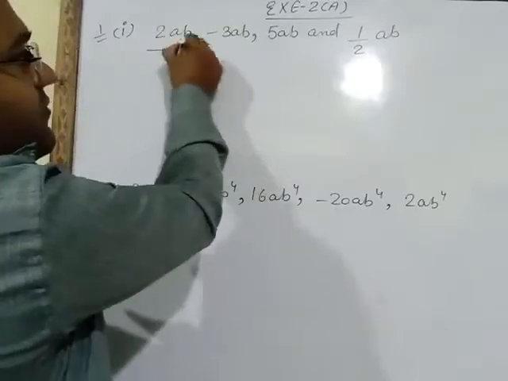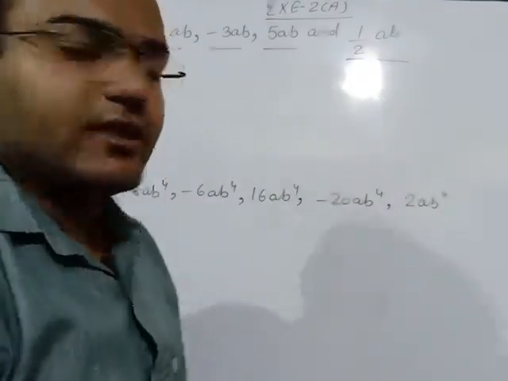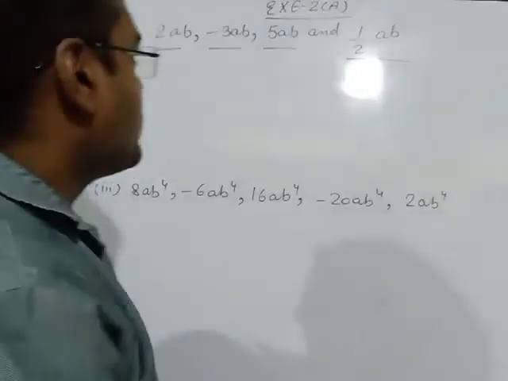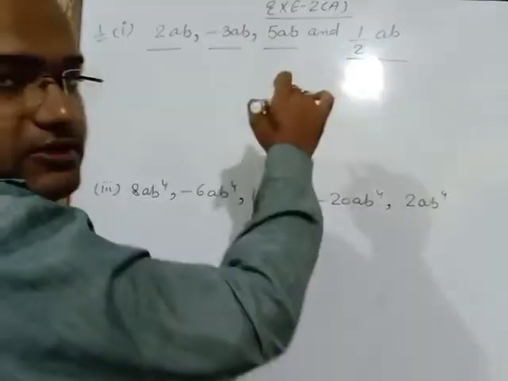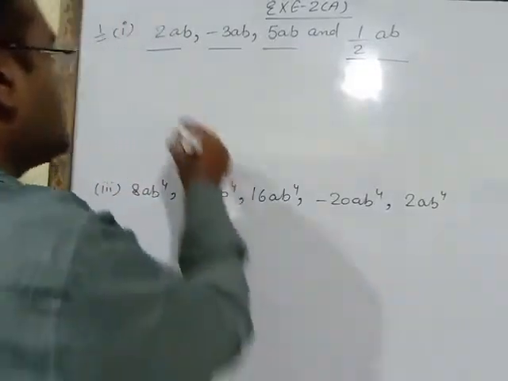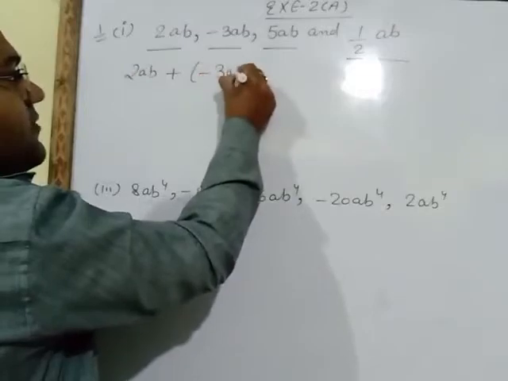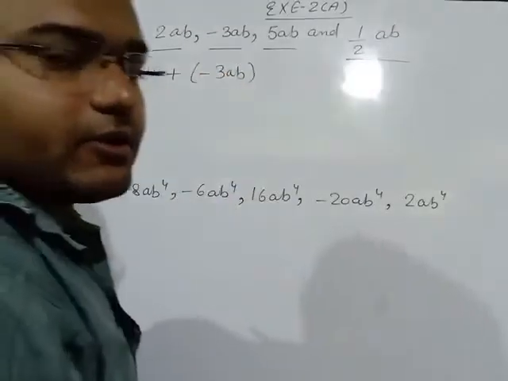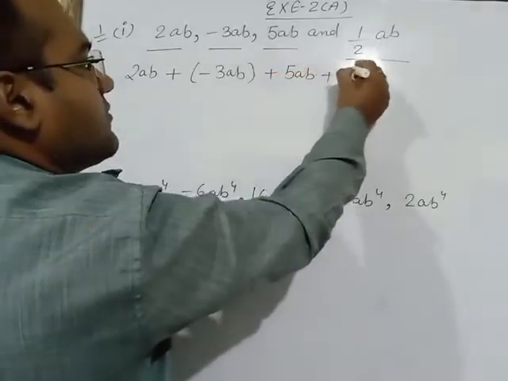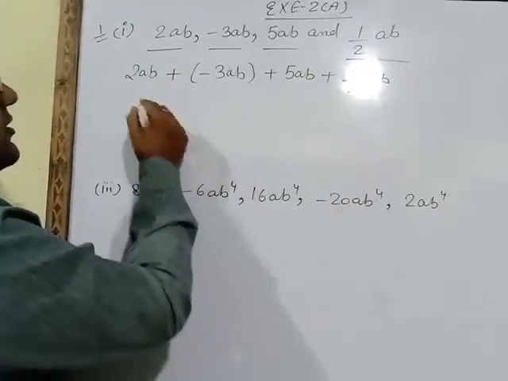Here you will observe that four terms are given and all these four terms are like terms. Why are these like terms? Because all these alphabets are the same. So in order to add these terms, first of all, in place of the comma we have to take a plus sign. So 2ab plus (minus 3ab) we have to take in a bracket because two signs are coming together, plus 5ab plus 1 upon 2ab. Now the next step is to open this bracket.